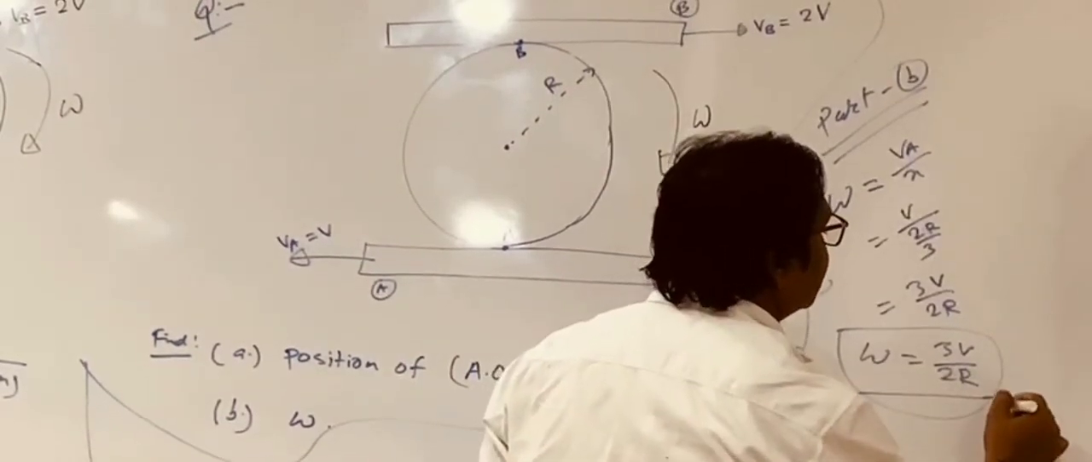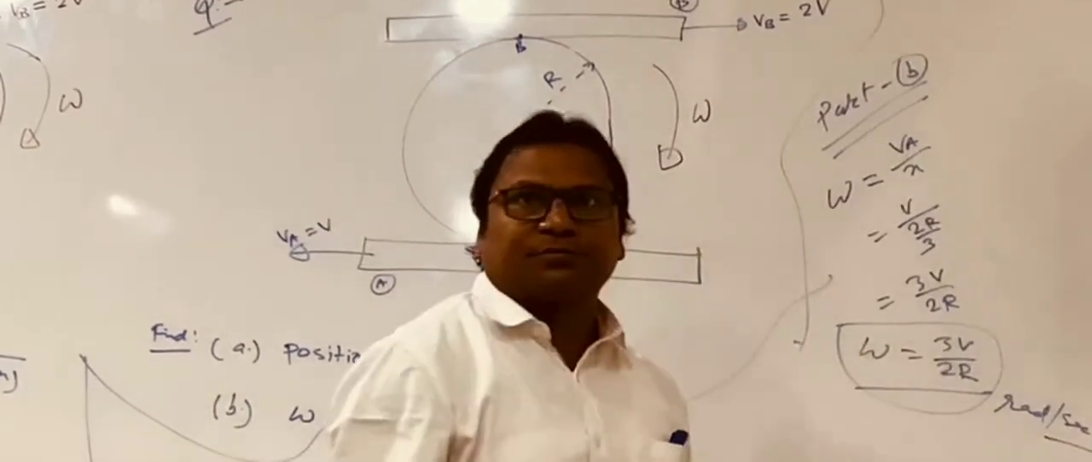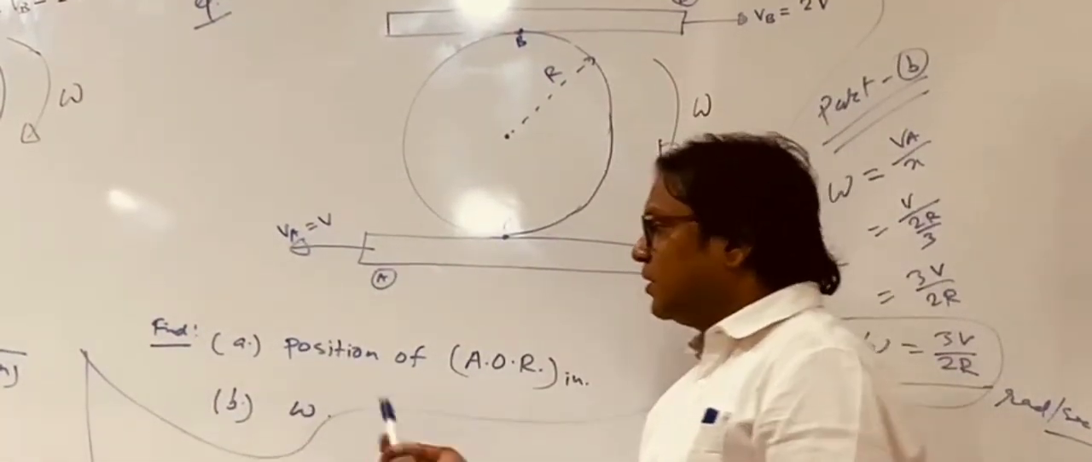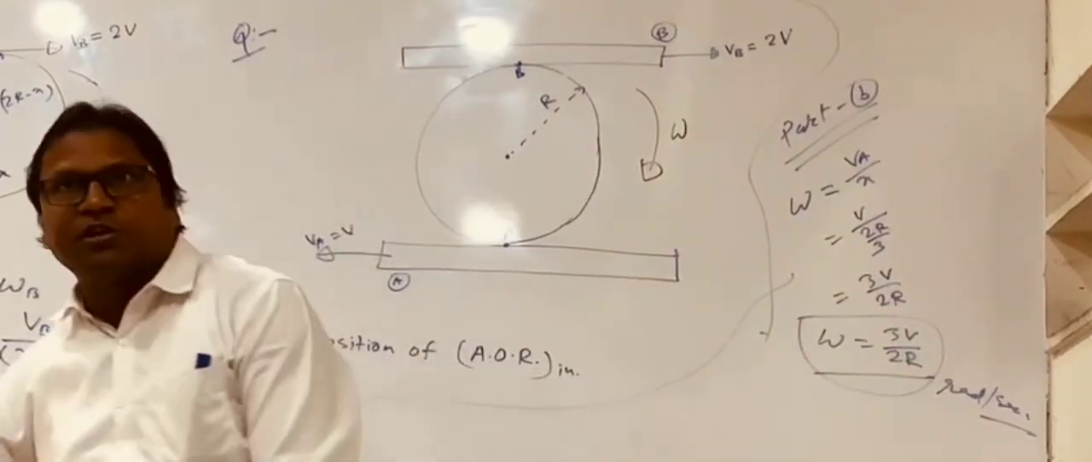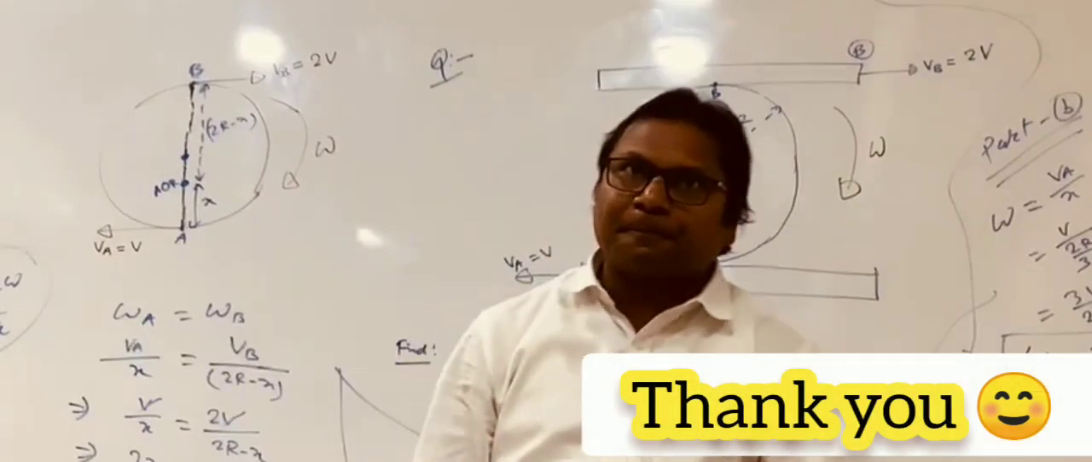So this one is in radian per second, 3V by 2r. This should be the final answer. So the first part is 2r by 3, and the second part is 3V by 2r. Okay. Thank you.